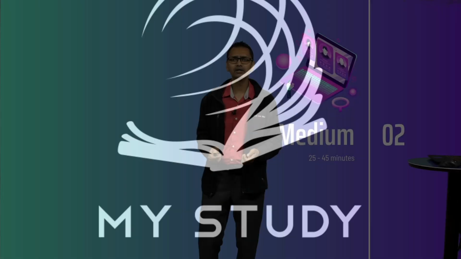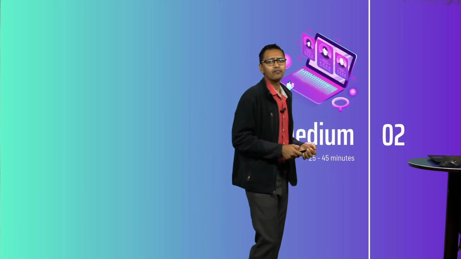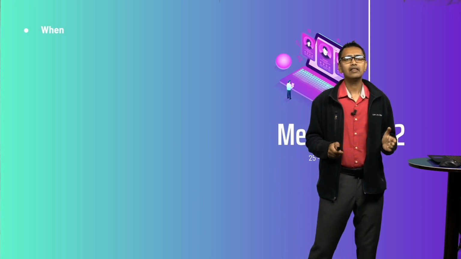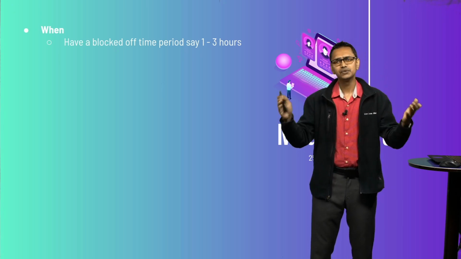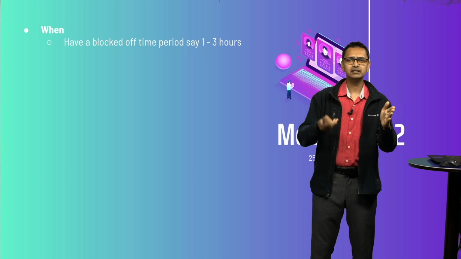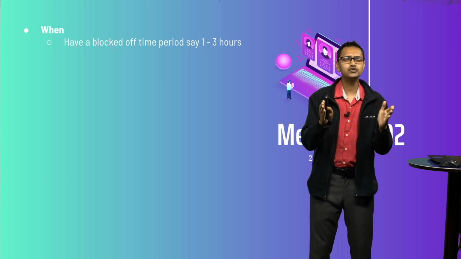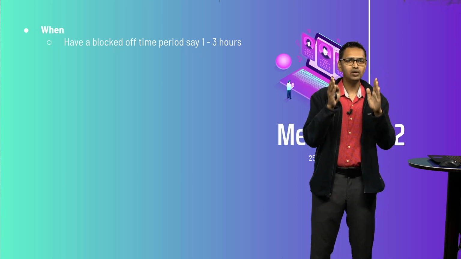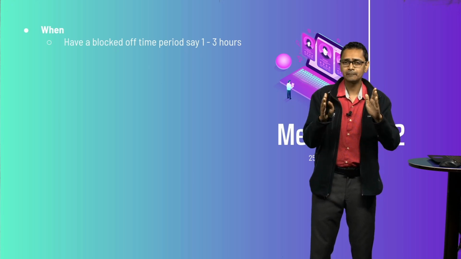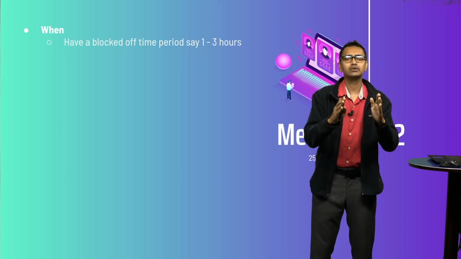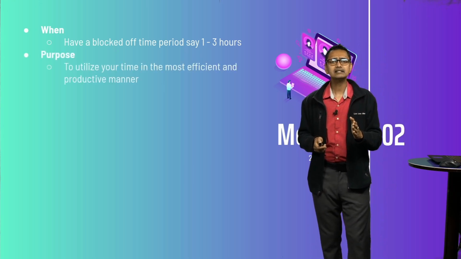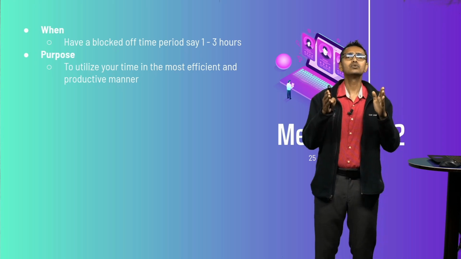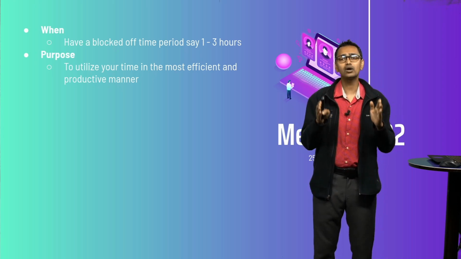All right, moving on to our medium study session now. When would you do this? This would be done when you have a designated blocked off period. Let's just say between 1 and 3 hours. So a Saturday from 9 a.m. until 12 noon, you know you want to get in some assignments, you want to get in some work. That's your blocked off time. That's the first thing. So in your head, you have 3 hours to study. What is your goal? Your goal, your purpose is to maximize that time most efficiently and in a productive manner.